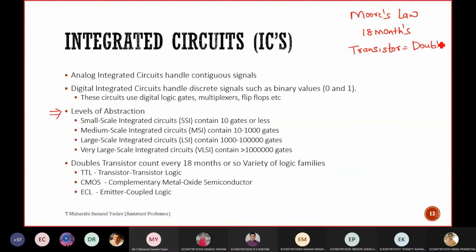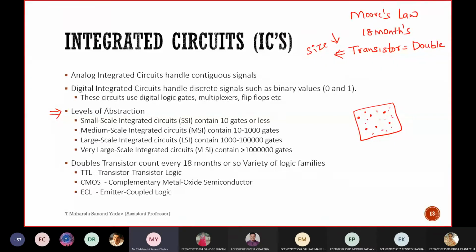Why are they getting doubled? What is the reason? Because of decrease in the size. As the size of the transistors is getting decreased, suppose say this is one wafer. Initially I have placed some 6 transistors. Now I'm trying to decrease the size of the transistor so that this wafer can accommodate more transistors, right? So this is the reason the transistor count is getting doubled: the size of the transistor is getting reduced.